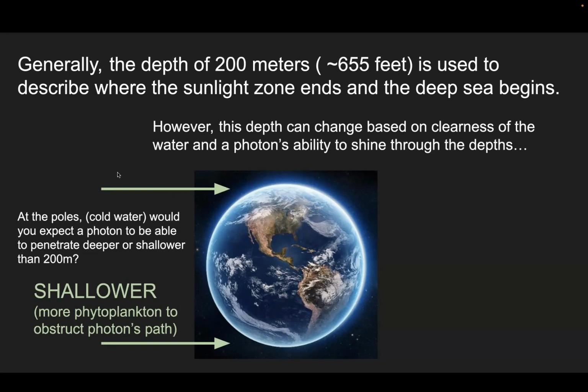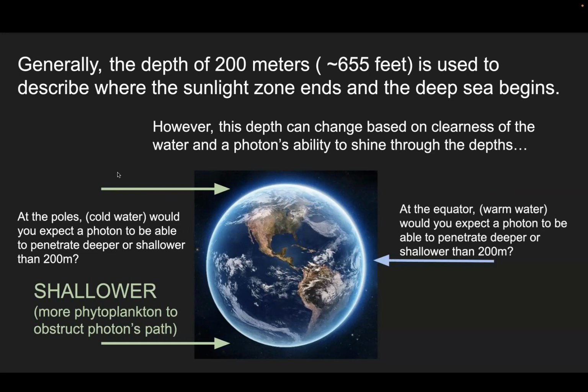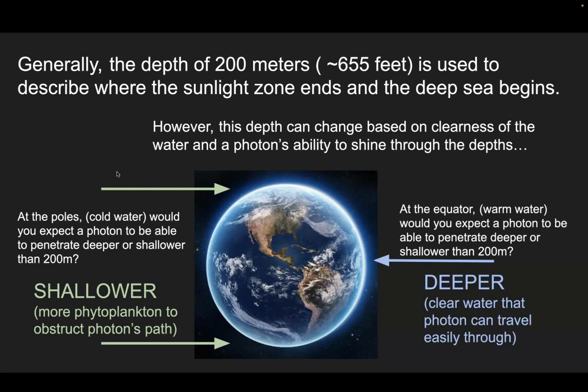Okay, furthermore, at the equator, where the water is very warm, would you expect a photon to be able to penetrate deeper or shallower than that average of 200 meters? Think about it for a second. Deeper, clear water that a photon can travel through easily. So warm water, there's less phytoplankton, less particulate in the water, which makes a photon able to travel deeper. Okay.